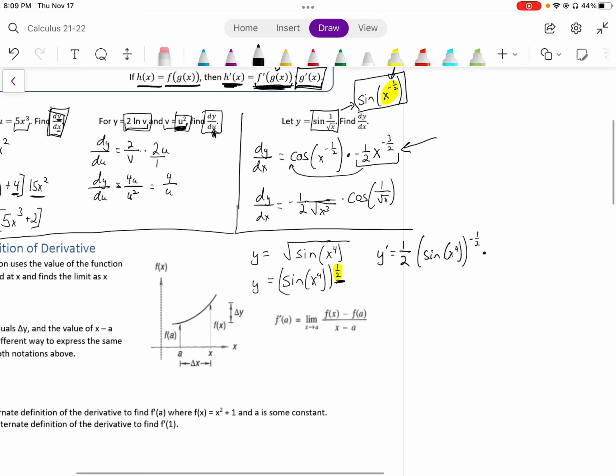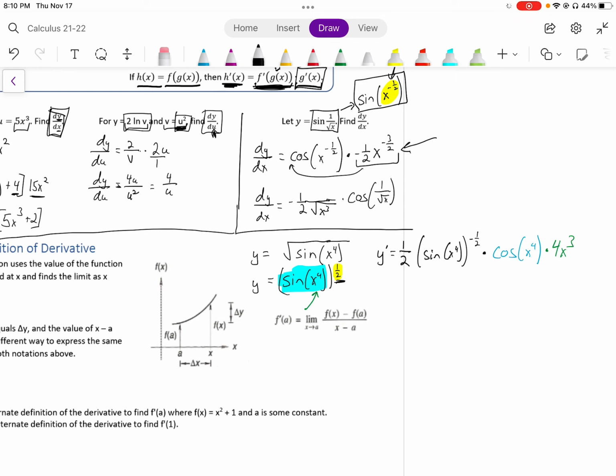Then we multiply that by the next part. So the next part is sine of something. So what's the derivative of sine? Well, the derivative of sine is cosine. So it's cosine of x to the fourth. And then finally, we look at the x to the fourth. We take the derivative of x to the fourth. That's the innermost function. So what's the derivative of x to the fourth? Well, it is 4x cubed.